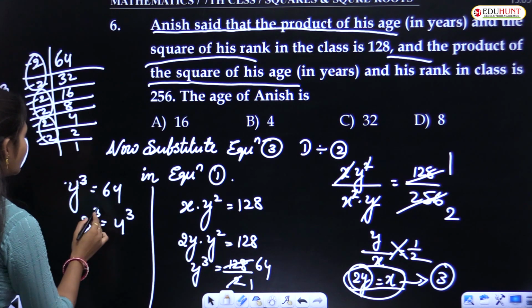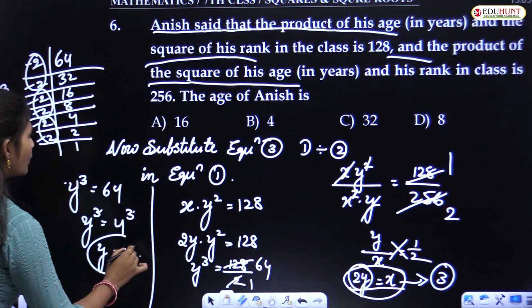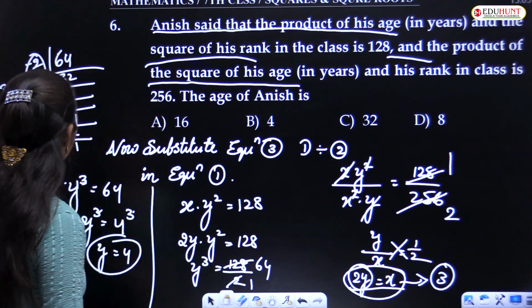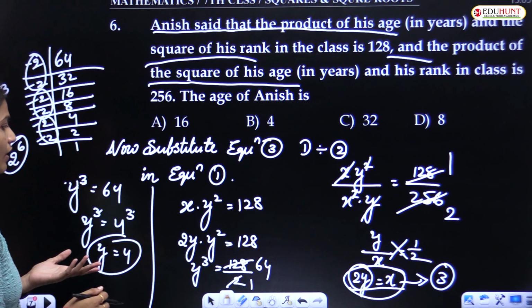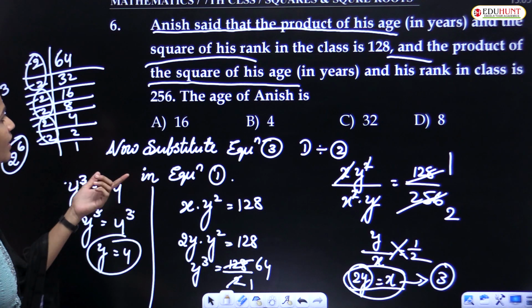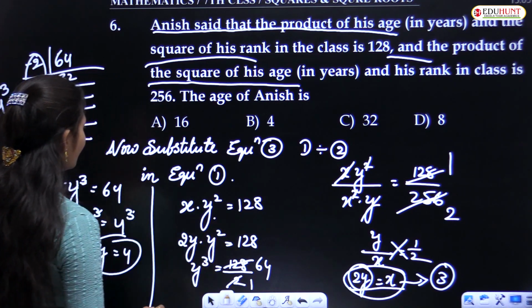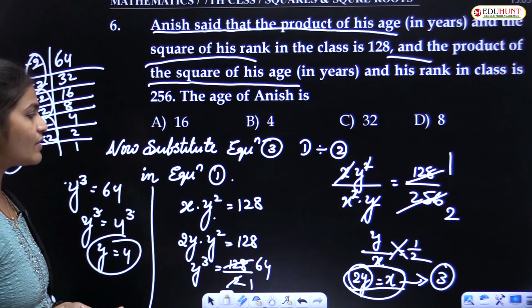Okay, so here cube and cube get cancelled, so here y is equal to 4. What is the value of y here? y is equal to 4. Now what are they asking? The age of Anish. So what is the age here? So y we taken here as that rank. So rank is equal to 4 they are saying. Okay, but what about that age? Age means x, no? So what is the value of x?